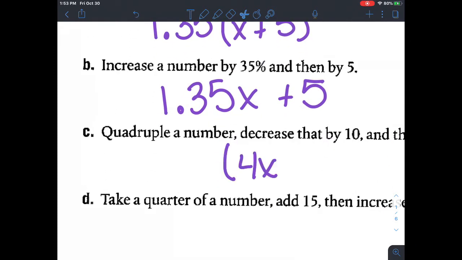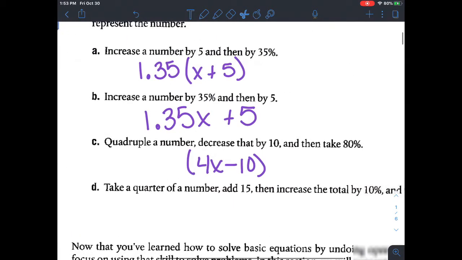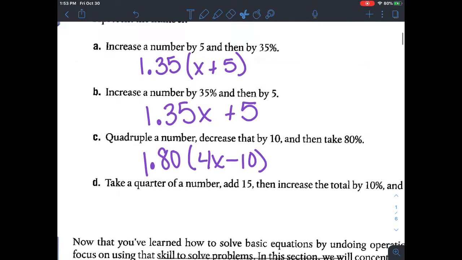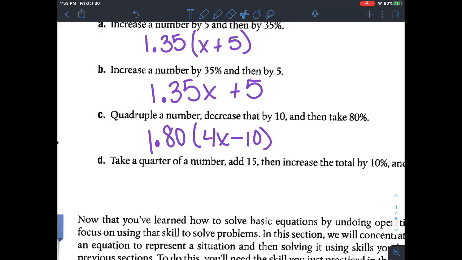Number C, we are going to quadruple a number. Quadruple means to times it by 4. Then we're going to decrease by 10, so minus 10, and then take 80%. So we'll go times 1.80.